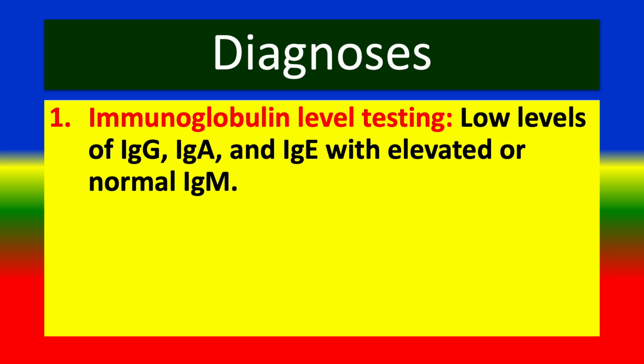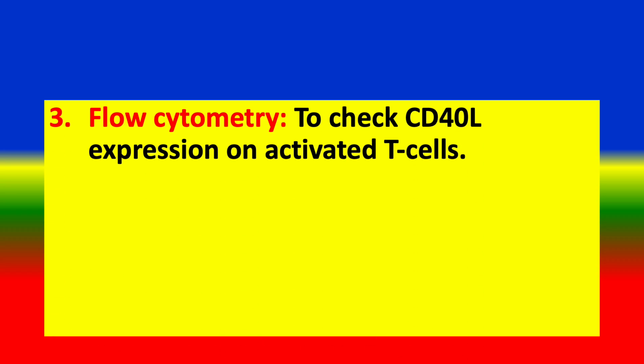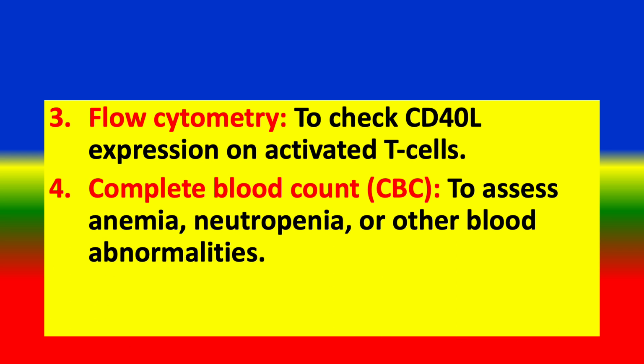Diagnosis. 1. Immunoglobulin level testing. Lower levels of IgG, IgA and IgE with elevated or normal IgM. 2. Genetic testing to identify mutations in the CD40L gene or other related genes. 3. Flow cytometry to check CD40L expression on activated T cells. 4. Complete blood count (CBC) to assess anemia, neutropenia or other blood abnormalities.